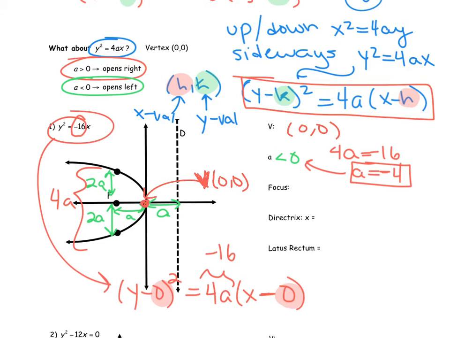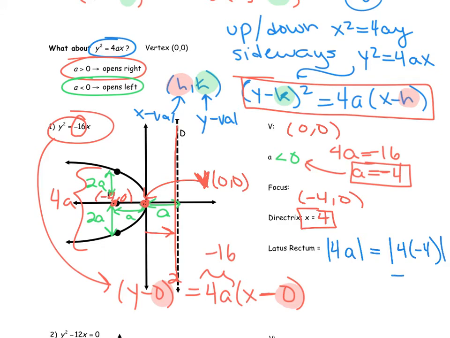Okay, the focus: if I know a is negative 4, the focus will be at negative 4, 0. For my directrix, I go 4 units to the right, so x equals 4, because we have a vertical line here. And guys, if I'm moving too quick or anything, just know you can always pause the video and rewind, fast forward, whatever you need. All right, so the length of the latus rectum, remember, is 4 times a. We take that absolute value. So I have the absolute value of 4 times negative 4, which is 16.